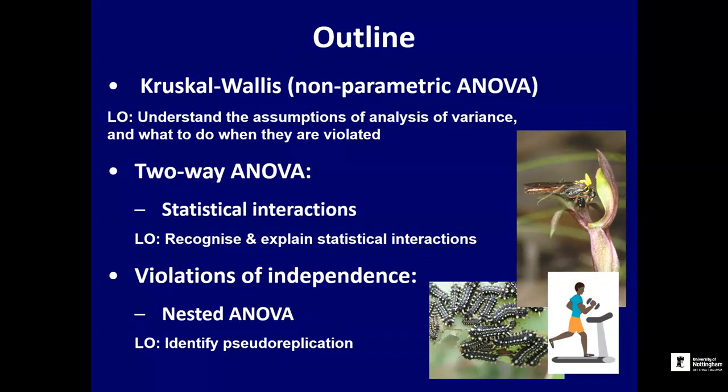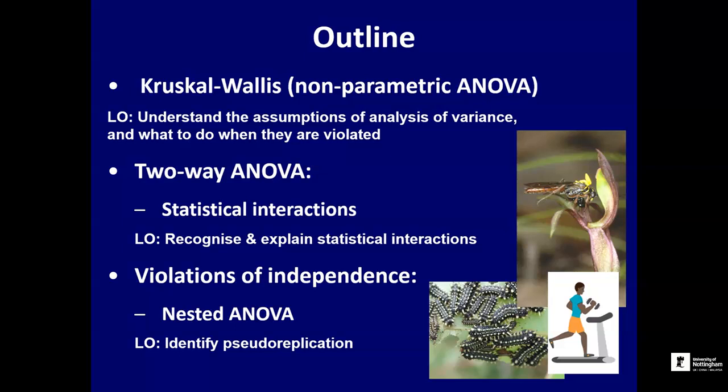So the outline for today's lecture, which is as usual going to be in 3 parts, is first of all to continue the topic that we started last week, analysis of variance, and look at what happens when you can't meet the assumptions of a parametric statistical test, and so instead have to reach for a non-parametric test. That test is called the Kruskal-Wallis test, and we're going to look at what it's for and how it works.